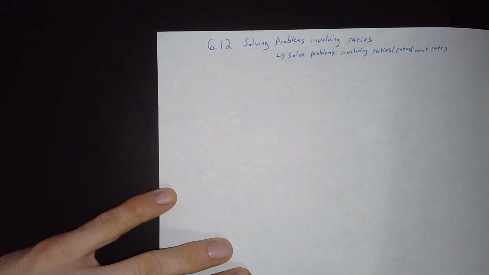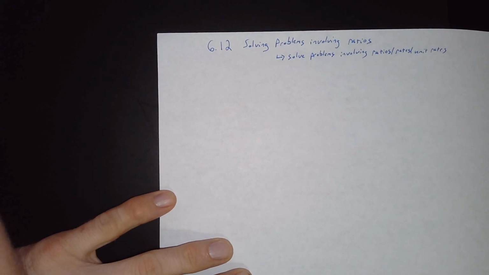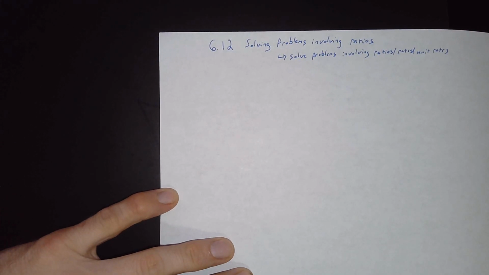All right, so we're getting into one of the last sections of Unit 6, and this is 6.12, solving problems involving ratios, specifically ratios, rates, and unit rates. And this is real world problems, and this is something I've done in the real world a lot, and solving ratios and rates in the real world is actually one of the real applicable things you'll do all the time, especially if you're trying to calculate costs, especially in business and stuff.